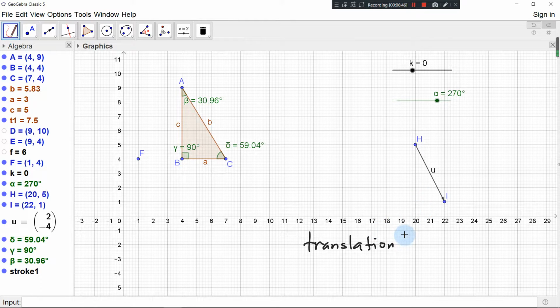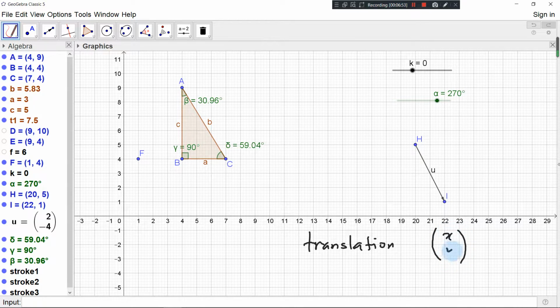So normally, we will describe a translation like this, using parentheses, and we write two numbers here, x, y. The number on the top represents moving how many steps to your right or to your left. If going to your right-hand side, it will be positive. If going to the left-hand side, it will be negative. And the number at the bottom means go up or go down. Positive means go up, negative means go down.